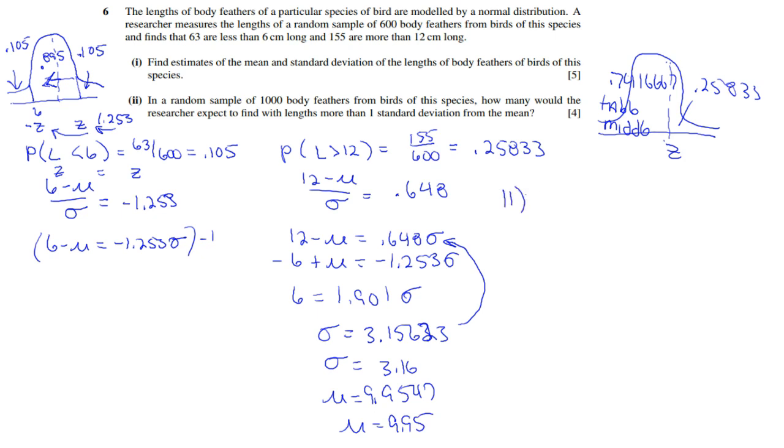All right, so part 2, it says we've got 1,000 body feathers of birds, and how much would we expect to find more than one standard deviation from the mean? Now, I know it doesn't seem like they've given us much information here, but if we draw a normal distribution that's standardized, that means the mean is 0, and then we put our standard deviations, and keep in mind, almost all the data is going to be within 3 standard deviations. This is representative of our z-score.